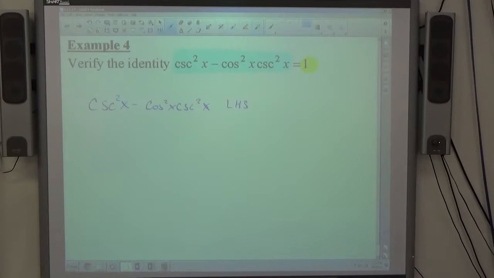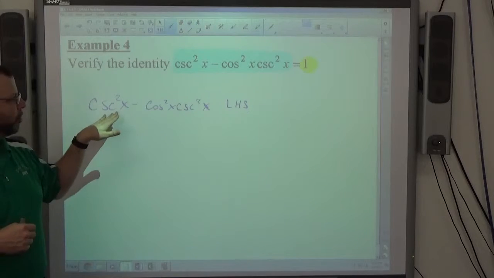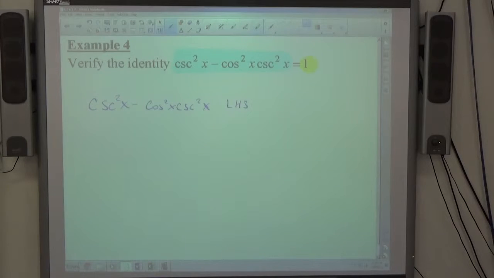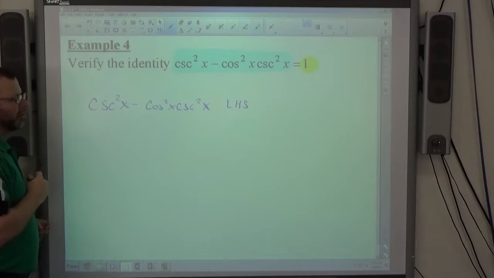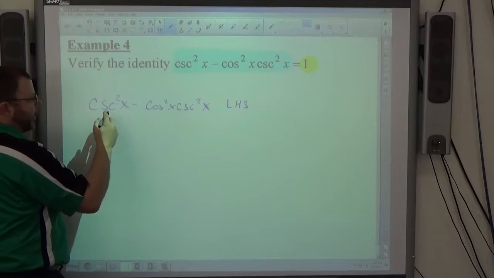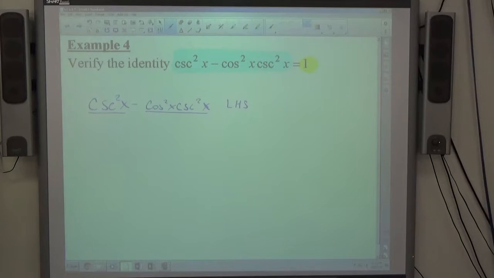Then, my goal is to make it 1. One thing I consider is how many terms I have here and how many terms I want. The fact that I have 2 terms and I want 1 term is going to be an issue for me. When I see trig functions squared, I'm thinking Pythagorean identities initially. But even before that, with term 1 and term 2, I'm looking for common factors. Is there some way I can pull a common factor out?